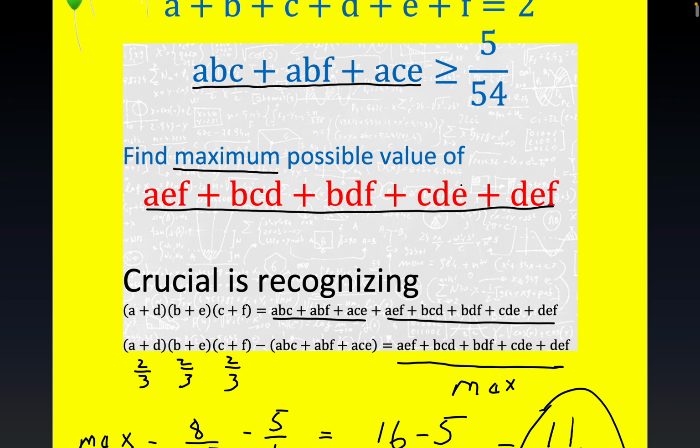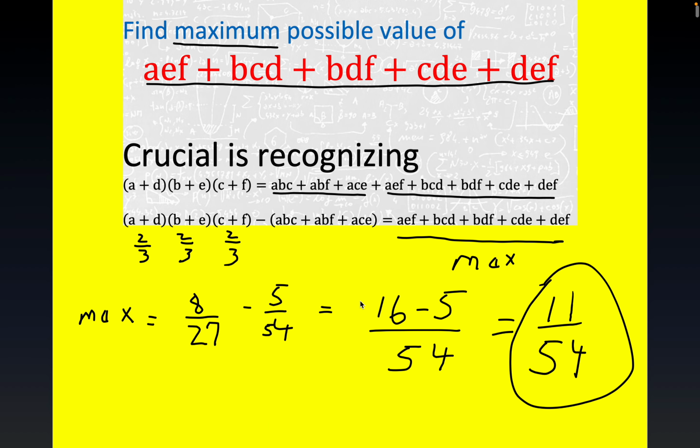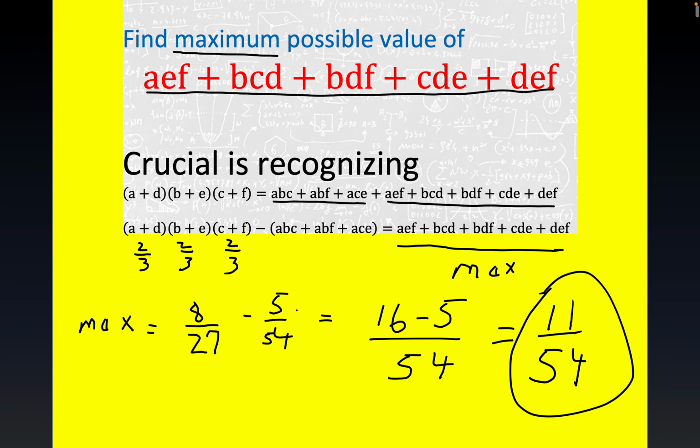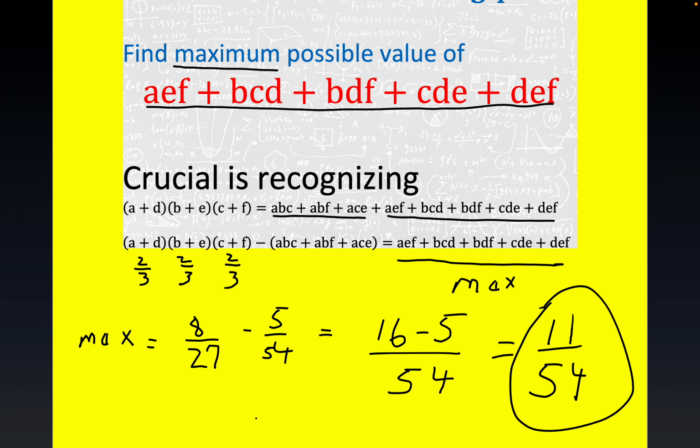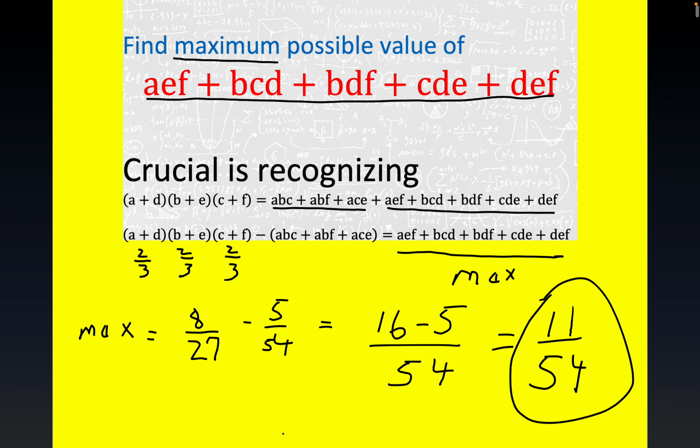So the maximum value will be what happens when you subtract this. Otherwise, if you subtracted a smaller number than 5 over 54, you wouldn't. You know what I mean? So I think we got it going on, don't we?